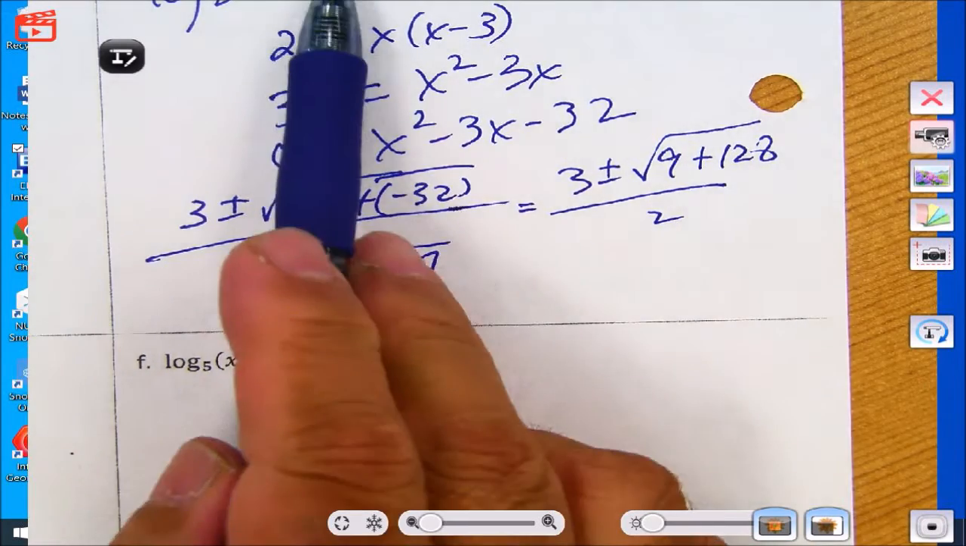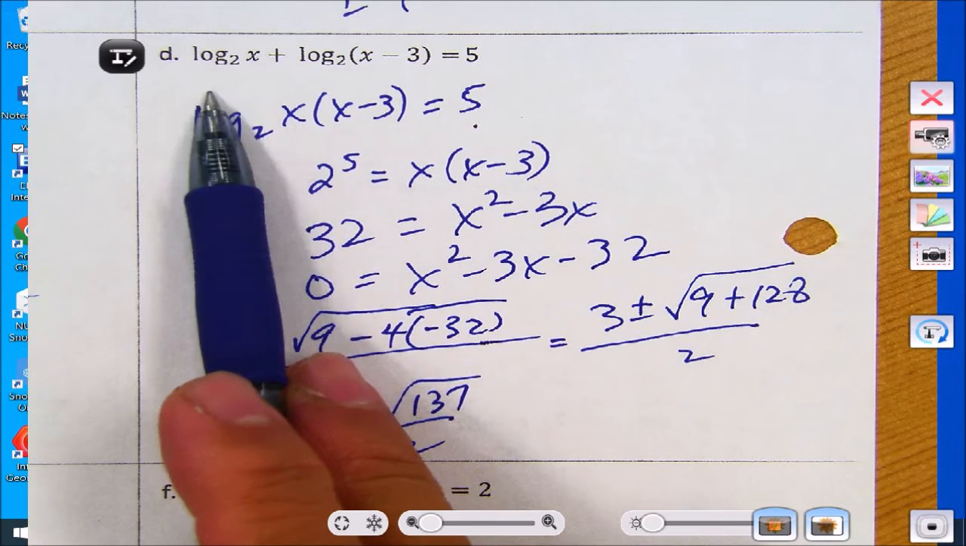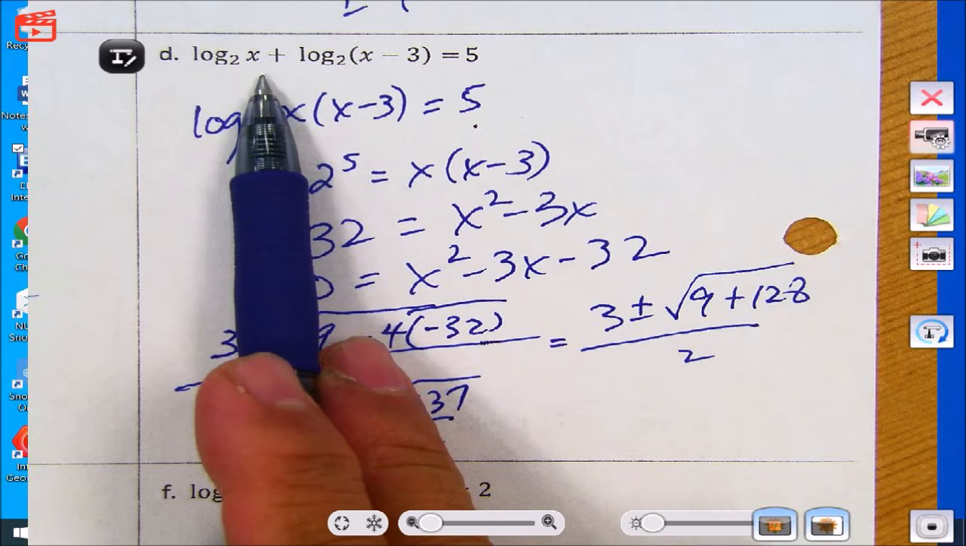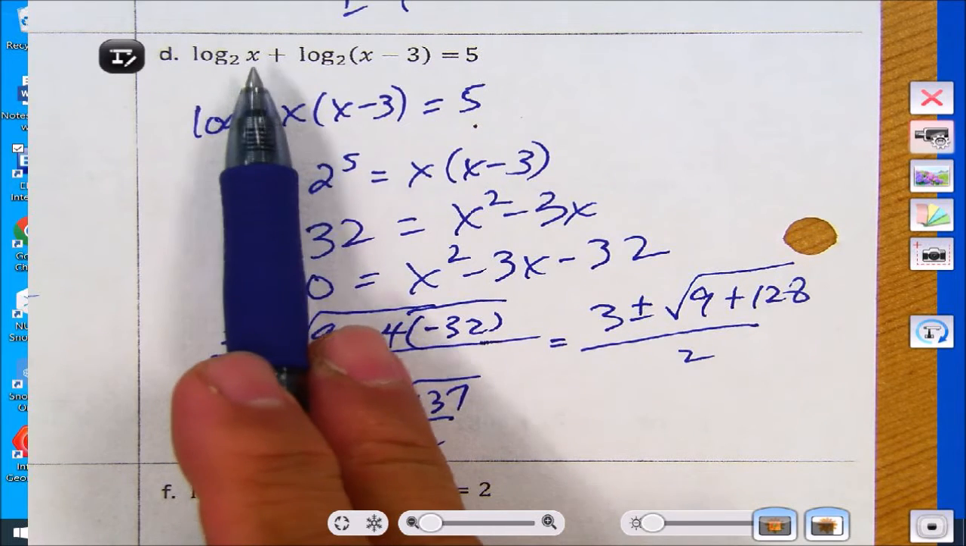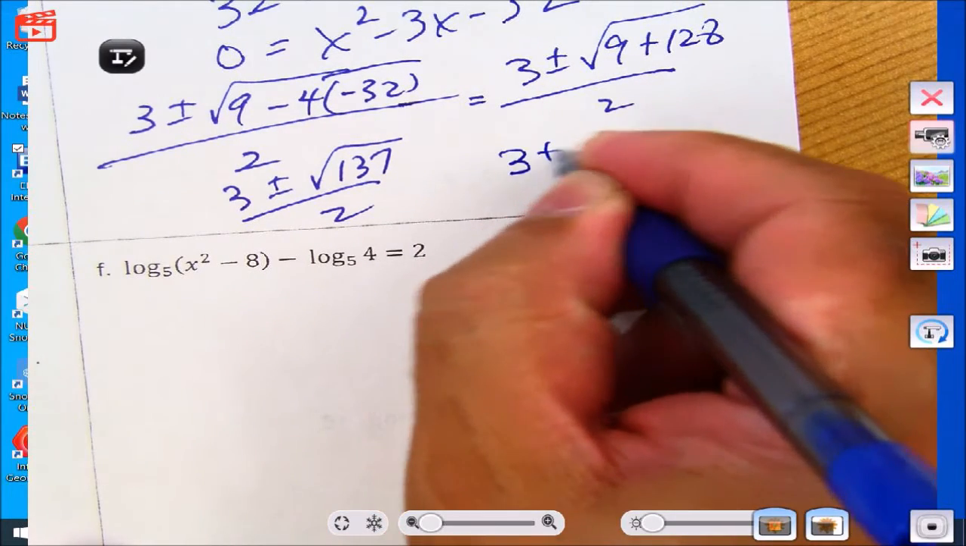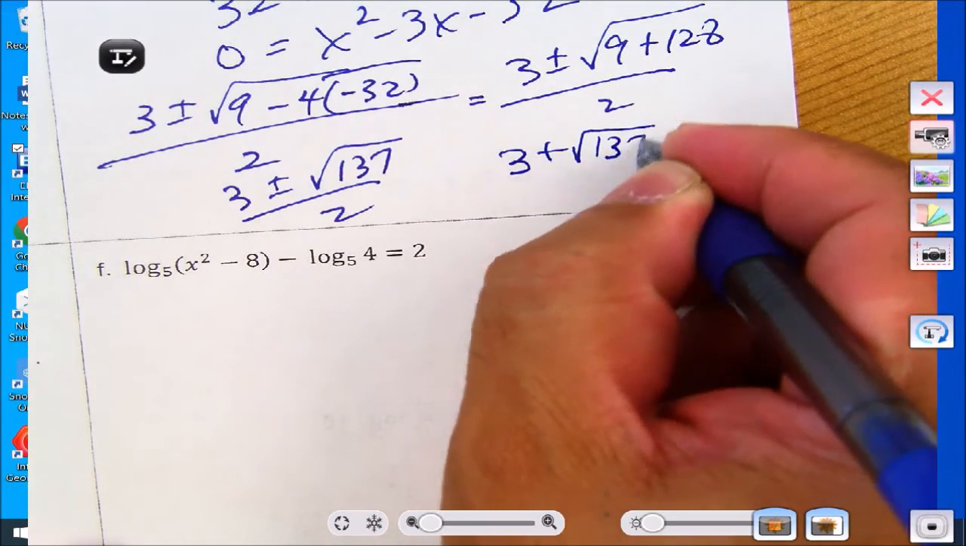Now, you're plugging it into this expression, right? It's a plain old x. Put a negative number in there, and it fails. You don't have to check the second one. It fails on the first one. So you have to reject the negative version. So the final answer is 3 plus the square root of 137 over 2.